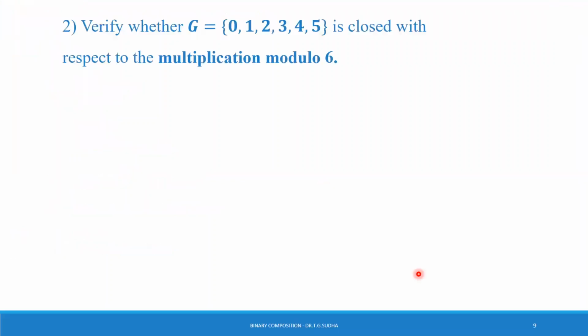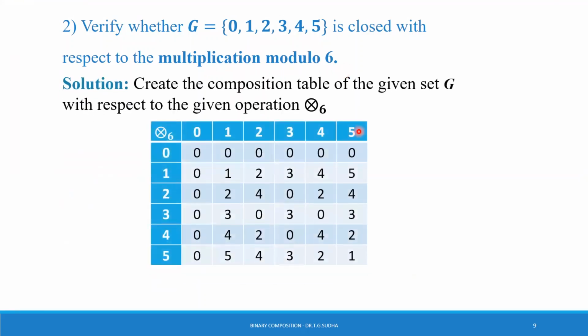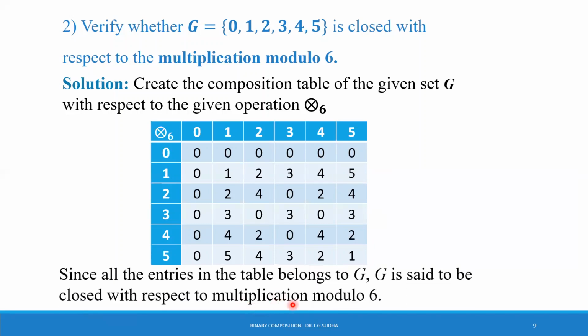So let us go to the next problem. See here, G contains 0, 1, 2, 3, 4, 5, it is set Z6. We need to check whether it is closed under multiplication modulo 6. So once again, let us create the composition table with respect to multiplication modulo 6. Now when we look into the entries here, all the entries belong to the given set G. Therefore, it is closed with respect to multiplication modulo 6.